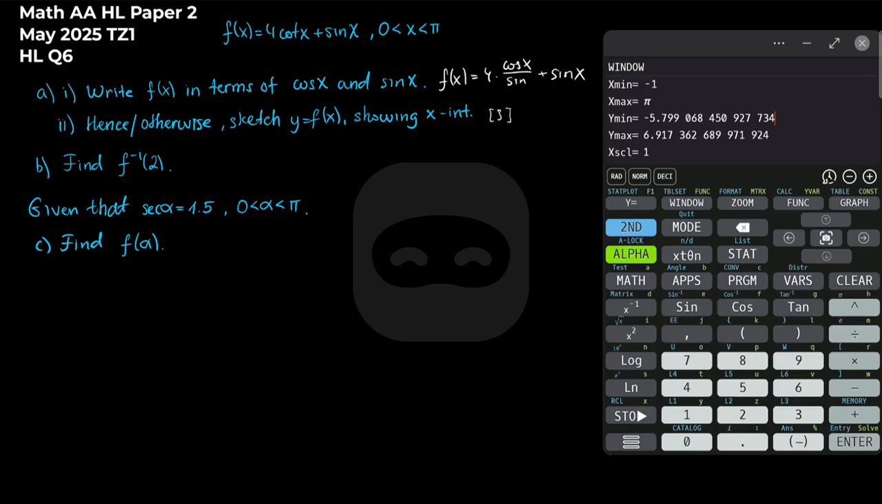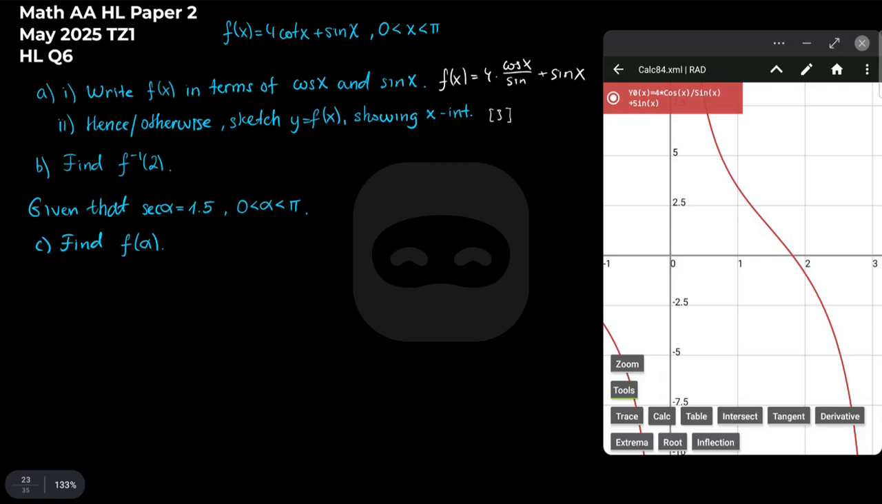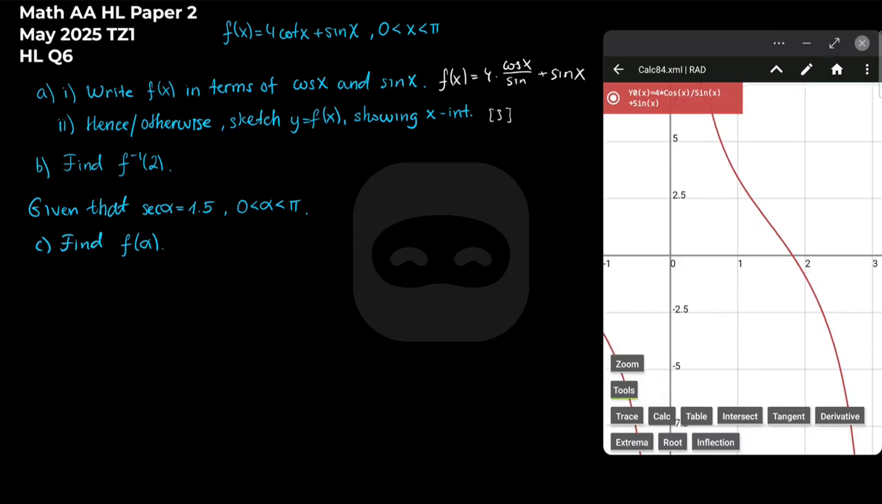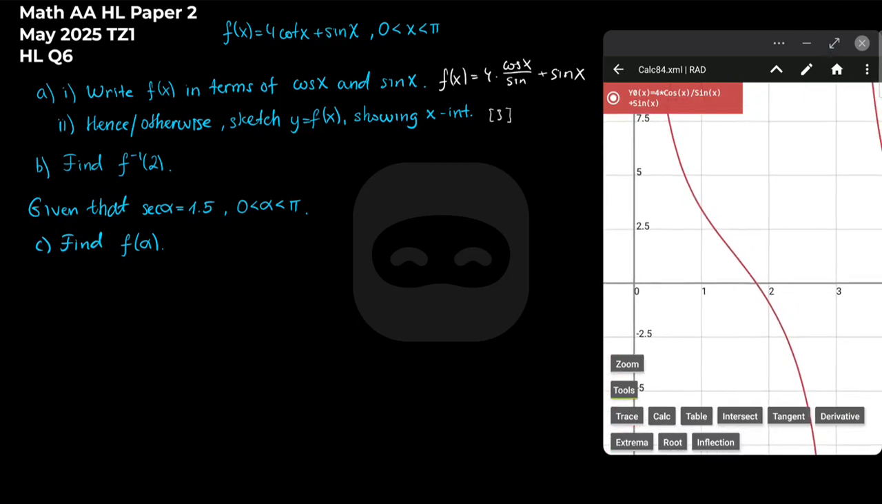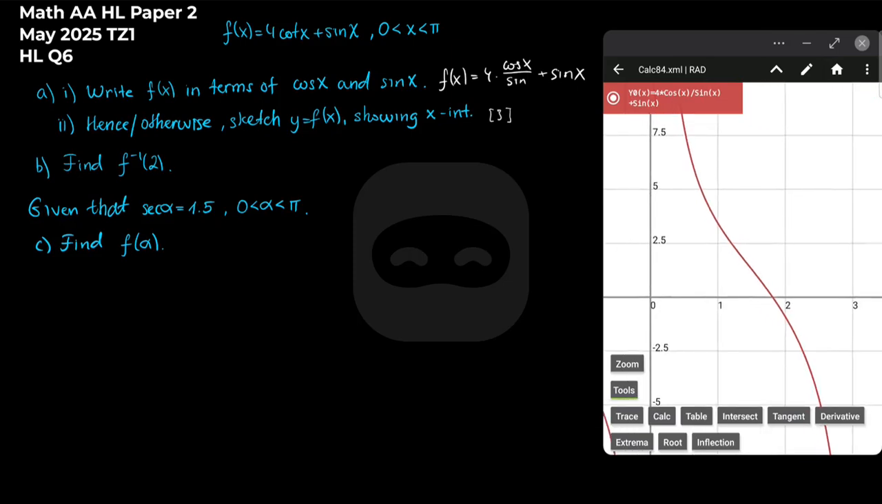Then for the y minimum and y maximum, to be honest, it doesn't matter. Most of the time, I usually just keep it at -10 and 10, just to have nicer numbers. And then there's also scales, but that does not matter. And we can now graph this. Right, so if I just move around a little bit, this would be the window, right? And this red line here is exactly what we're searching for.